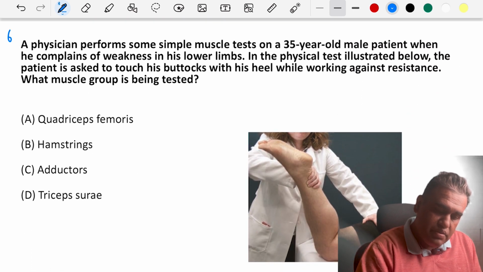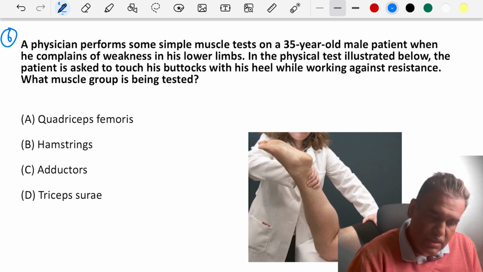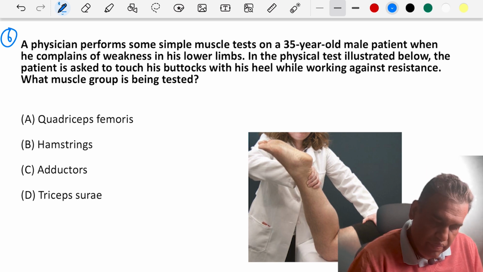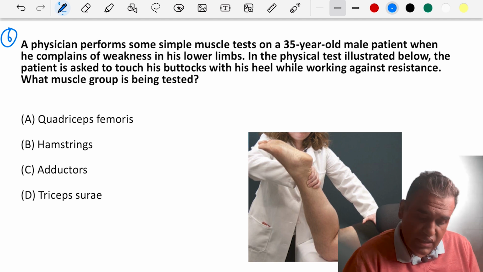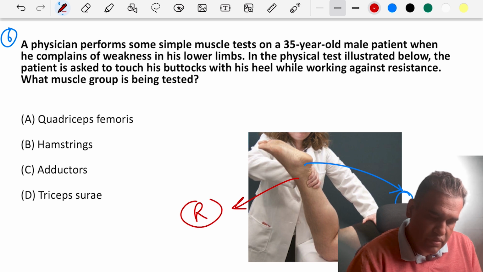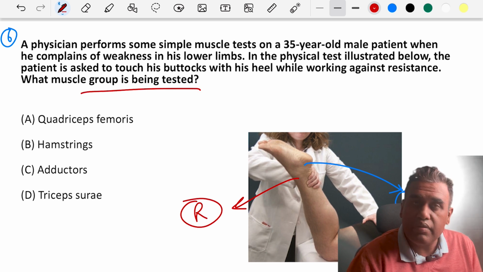6th question. A physician performs some simple muscle test on a 35-year-old patient who complains of weakness in his lower limb. In the physical test illustrated, the patient is asked to touch his buttocks with his heel, while working against resistance. The buttocks are probably lying over here, B for buttocks, heel. So resistance is being given in this direction. What muscle group is being tested?